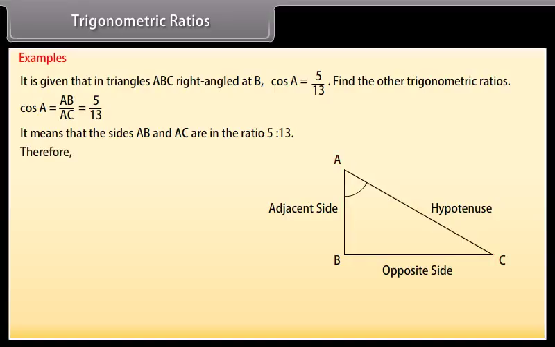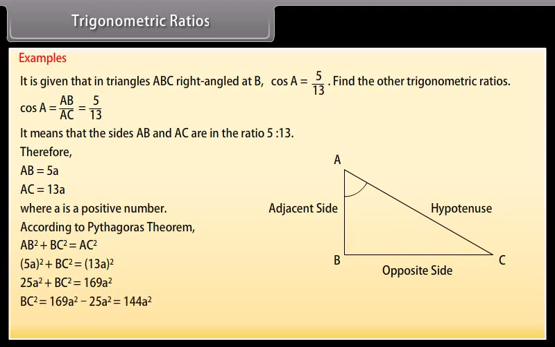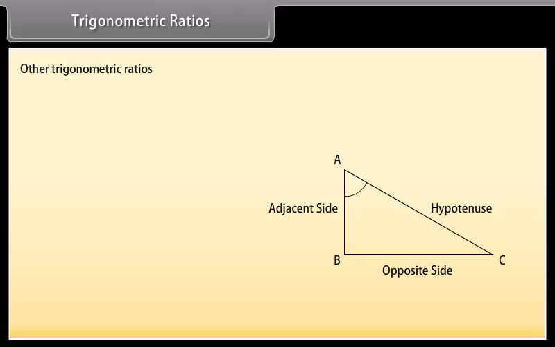Therefore, we can say that AB is equal to 5a and AC is equal to 13a, where a is a positive number. According to Pythagoras' theorem, AB square plus BC square is equal to AC square. By substituting the values, we get 5a square plus BC square is equal to 13a square. Now, by calculating it, we get BC as square root 144a square, which is 12a. Let us now find the values of the other trigonometric ratios.